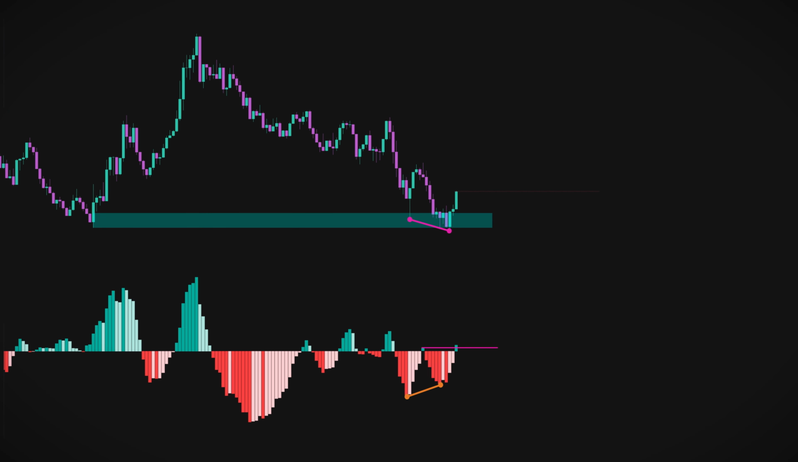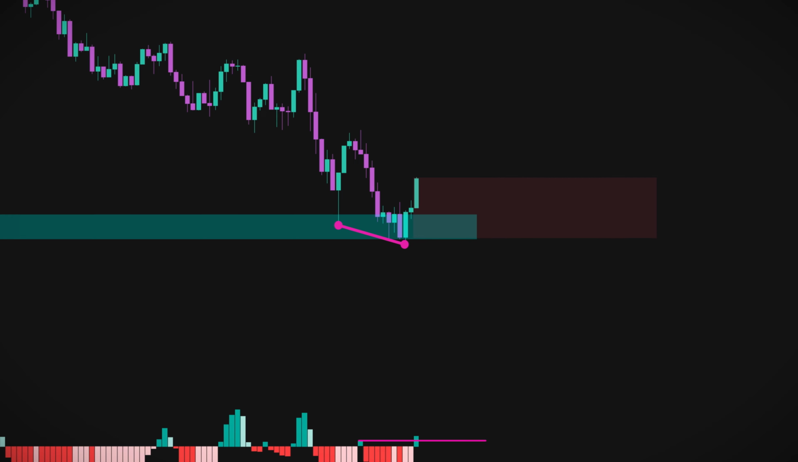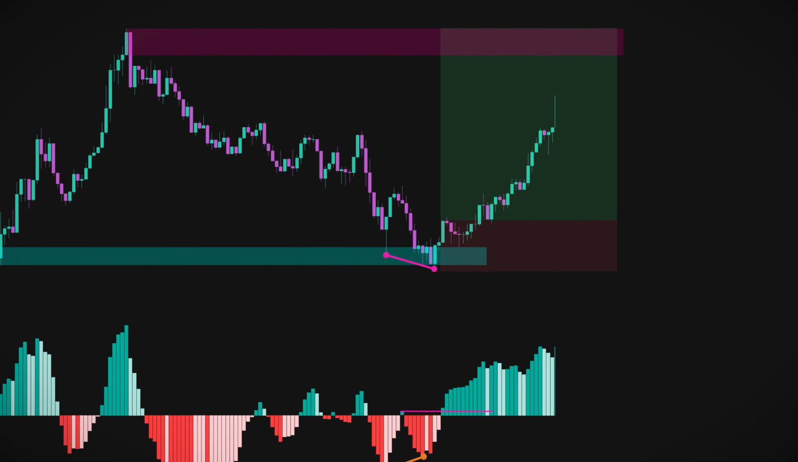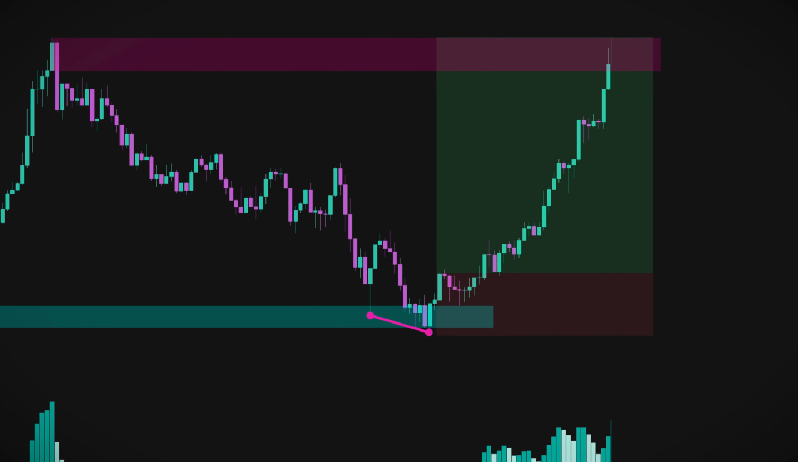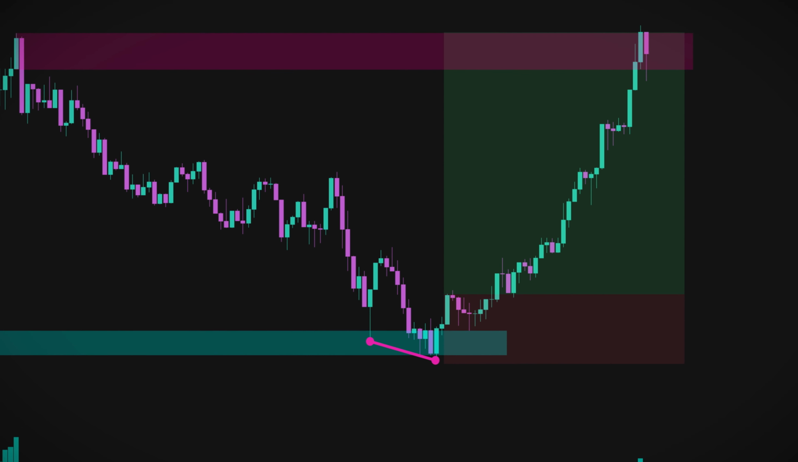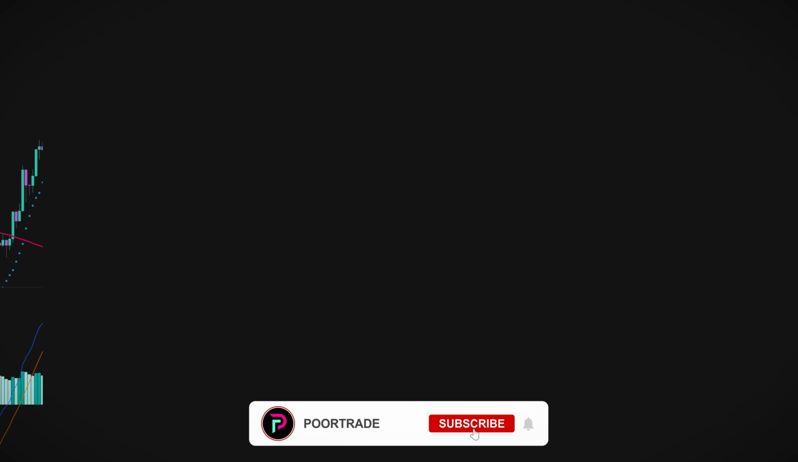To manage risk, we place a stop loss just below the recent swing low, ensuring that if the market moves against us, our loss is limited. For take profit, target the next resistance level, such as a previous high. The price rises, confirming the trade as momentum shifts. Combining support, resistance, and divergence creates a high probability setup, with stop loss and take profit levels managing risk and securing profits. Let's get into the third strategy.